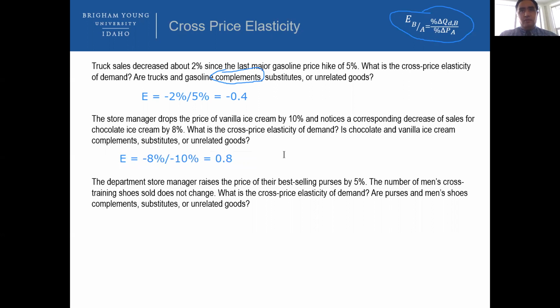Is that positive or negative? Well, that's a positive value. And if they're positive, we can expect them to be substitutes. So vanilla ice cream and chocolate ice cream in this scenario are substitutes to each other.